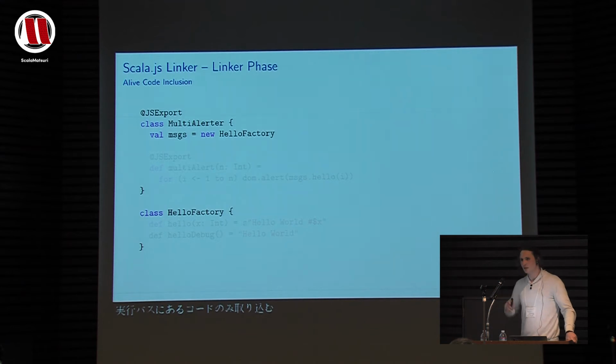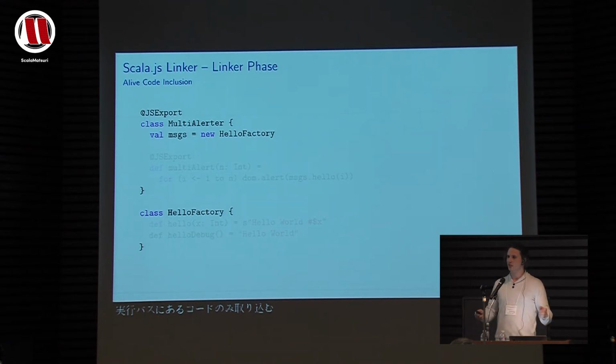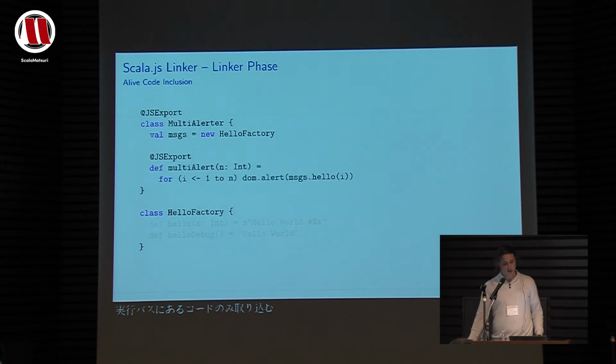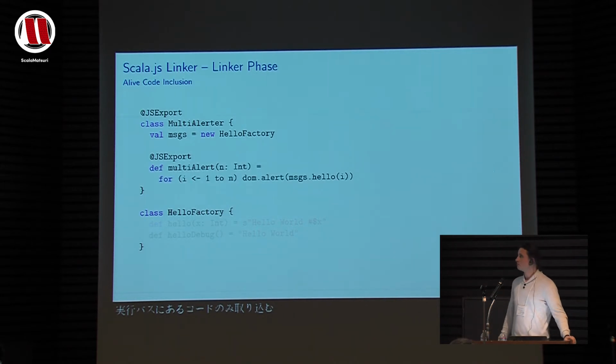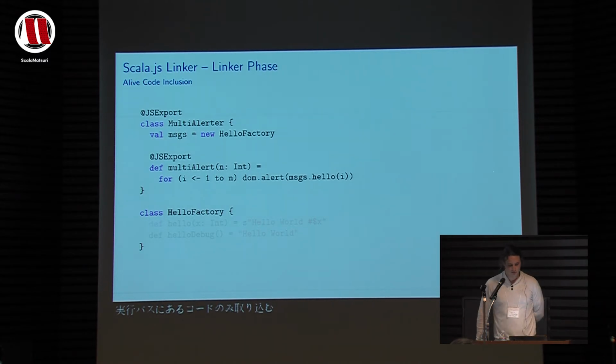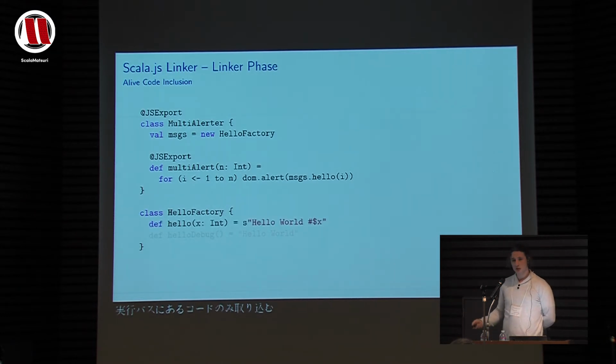Actually, a class we can reach has exports. Since we can reach the class, we can reach the exports. Okay. We can reach the multi-element method. The multi-element method reaches all kinds of stuff through the for loop in the collections library. I'm not going to go into details there. The DOM-alert doesn't reach anything because that's JavaScript world. And the message hello, well, it reaches the hello method.